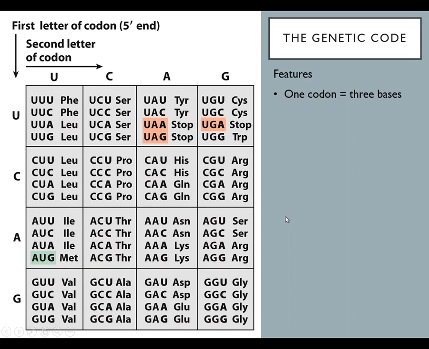And this code turns out to be almost universal. So if you look at the codon table for almost any species, it's pretty much the same. There are a handful of exceptions. Mitochondria, for example, have their own genes that they express. They make some of their own proteins, and there's a couple of places where the code does not quite match up to the nuclear genome.